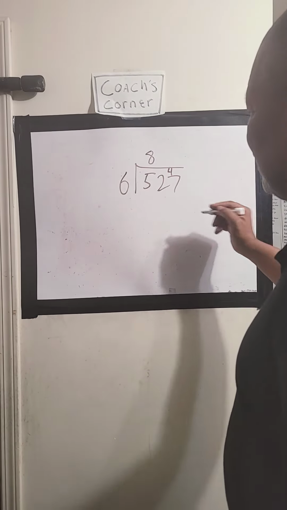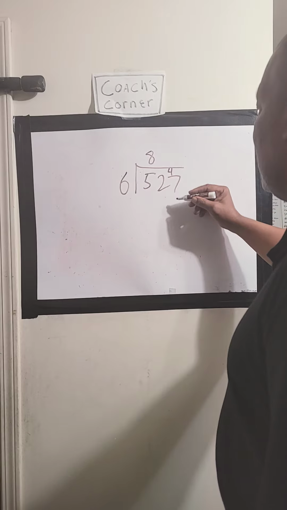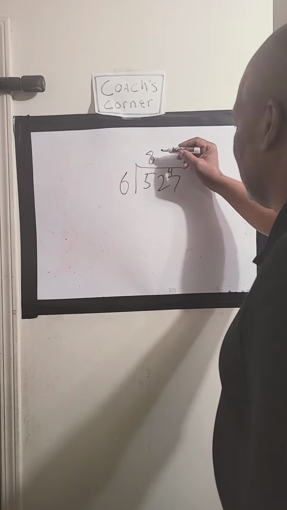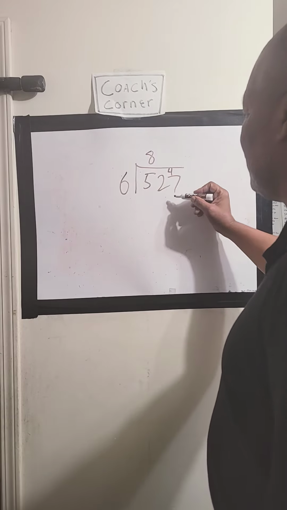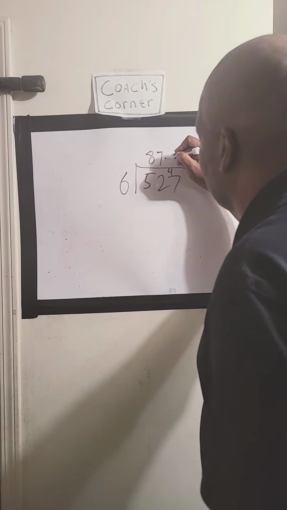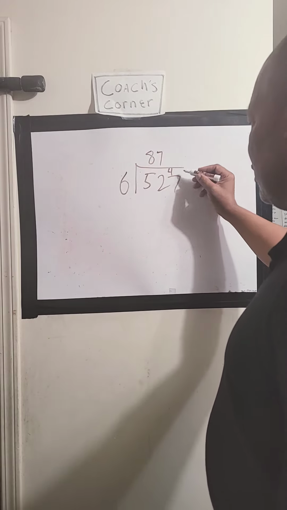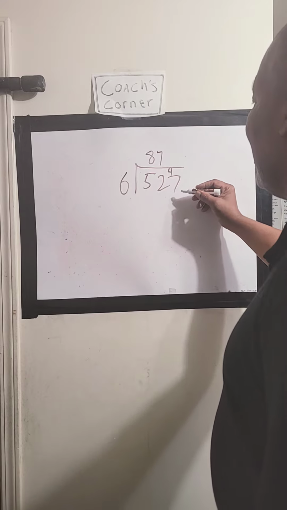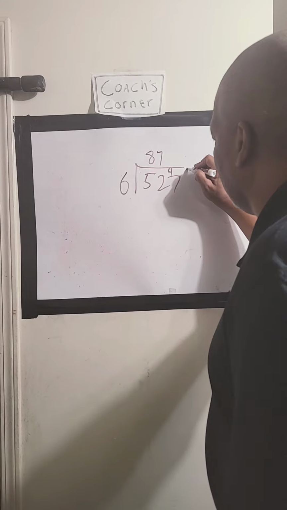So now we look at how many times does 6 go into 47? Well, we know that 8 is too much. So 6 times 7 is 42. So it'll go into it 7 times for 42. 42 from 47 leaves 5. And we put the 5 here.